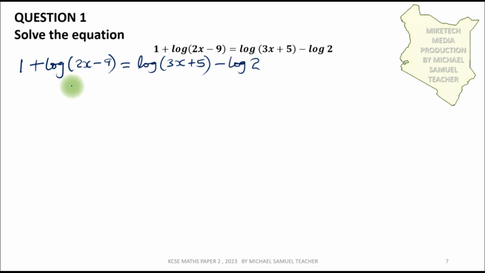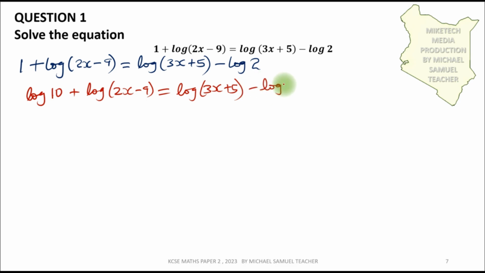If we consider this equation to be log to base 10, then it simply means that the first part, which is 1, will be log 10. Remember, log of a number to base that number is equal to 1. So if all of them are log to base 10, then 1 will be log of 10, then plus log of 2x minus 9 will be equal to log of 3x plus 5 minus log of 2.